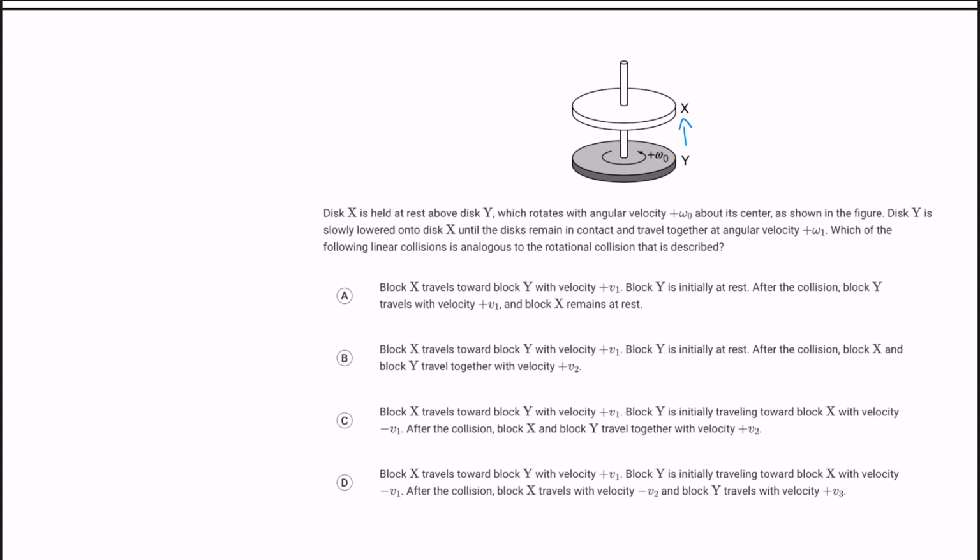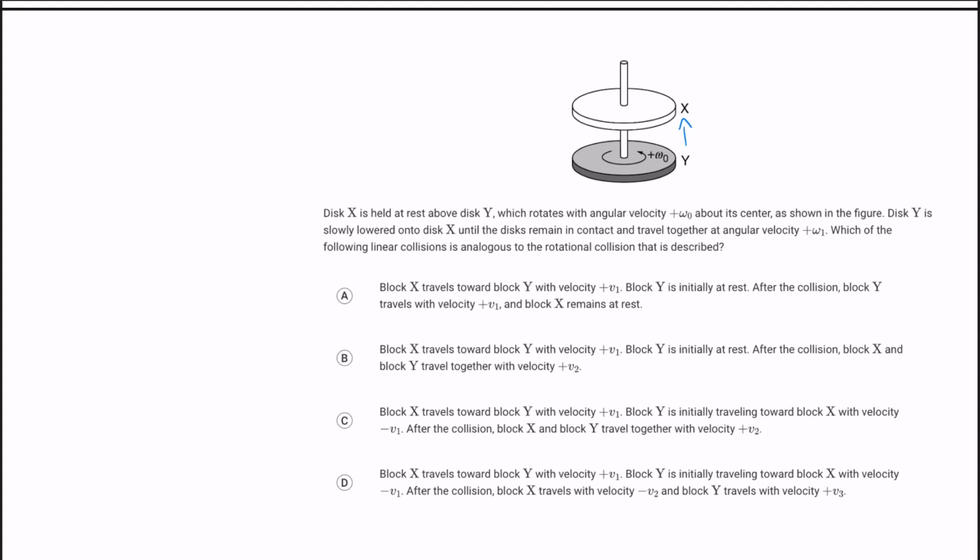Which of the following linear collisions is analogous to the rotational collision that is described? Okay, so here we go again with another analogy between a rotational motion problem and a linear motion problem. All right, so let's go ahead and read through them and see which ones represent one object that's moving colliding with another object that's not moving, which changes their velocity, but they move together in a perfectly inelastic collision.